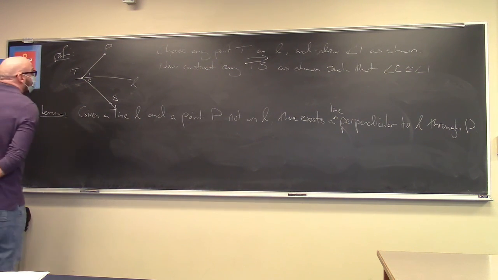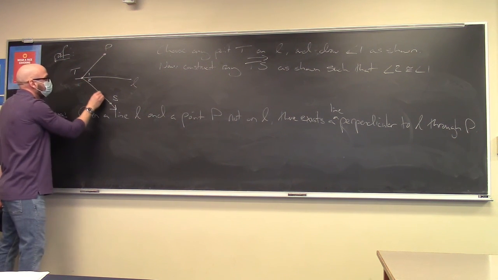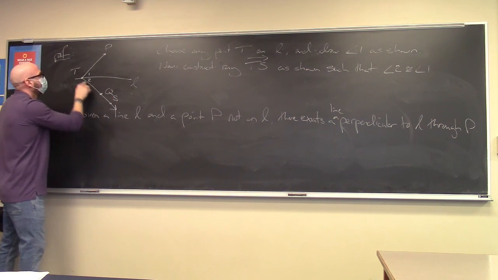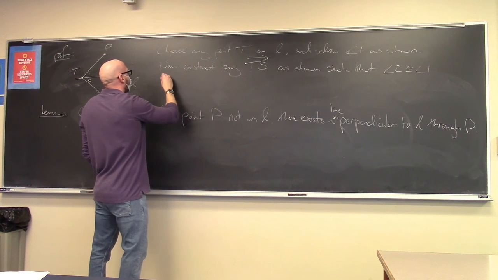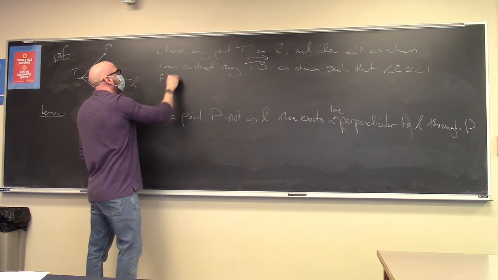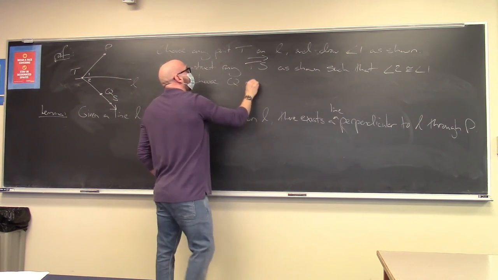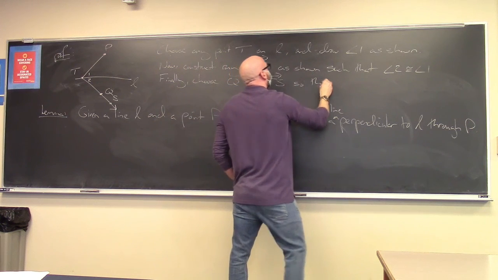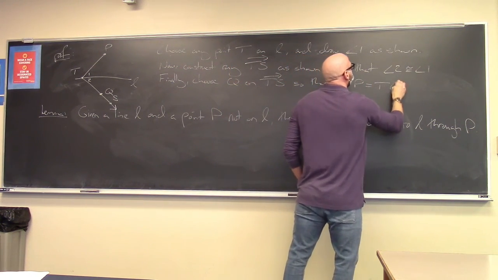Okay, all I have to do now is use facts about perpendicular bisectors. Let's go far enough down this ray to find a point Q that's the same distance from T as P is. Okay, so finally, choose Q on this ray TS so that TP is equal to TQ.